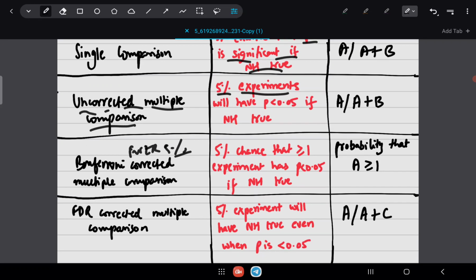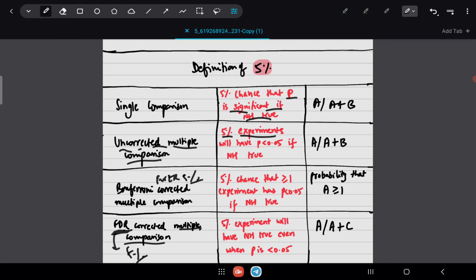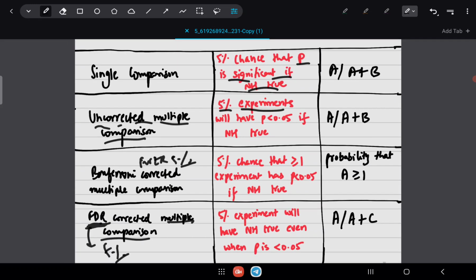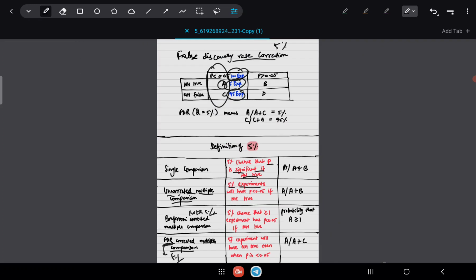And if you have corrected for false discovery rate, and the false discovery rate is maintained at 5%, then the interpretation of 5% again changes. It means that out of all the experiments which are discoveries, 5% will be false discoveries, meaning 5% of experiments will have a true null hypothesis even if the p-value is significant in these experiments. Okay, so I hope this is understandable. Just pause this video and try to put things into perspective. What is the interpretation of 5% in each of these scenarios?